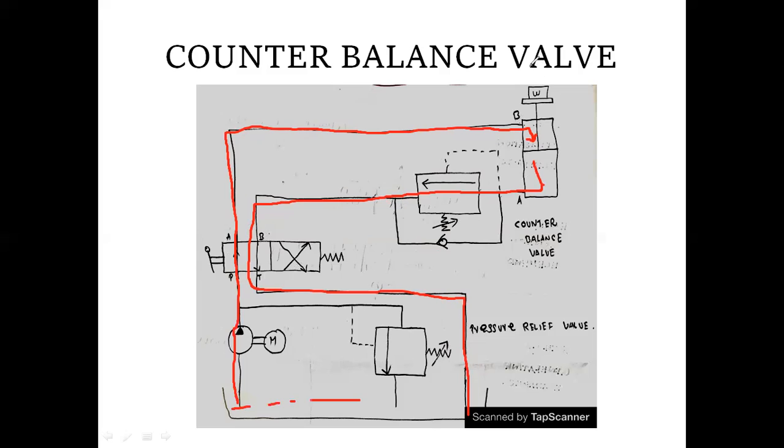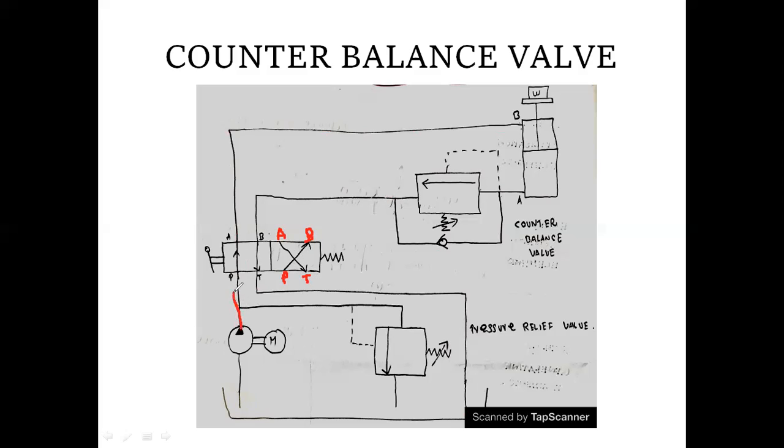Then we are having the second position. What happens in the second position? The flow is being transferred. The flow is being converted into some other type. So what happens now? This symbol indicates that this is A, this is B, and this is P and T. So the flow is now from P to B, and then it comes from A to T.